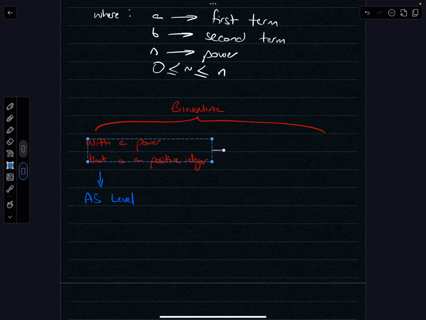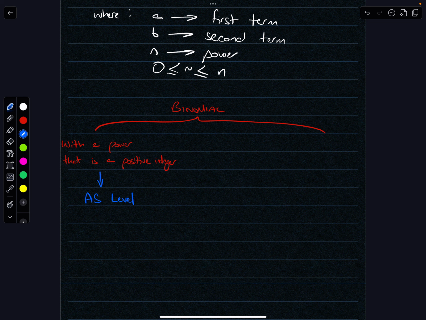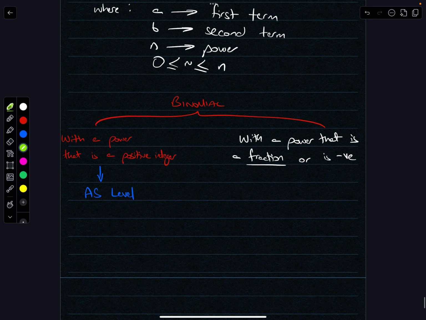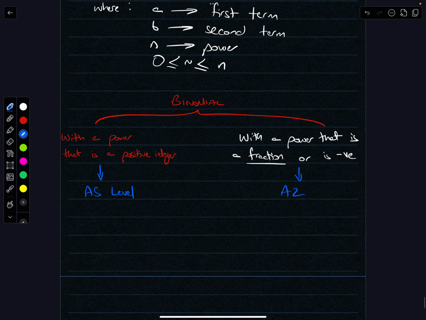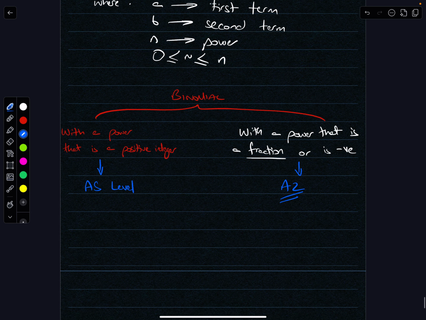Let's make this a bit smaller. And the second category of binomial theorem is with a power that is a fraction or is negative. And this is what we are going to cover in A2. So let's start with AS revision first and recap some facts.